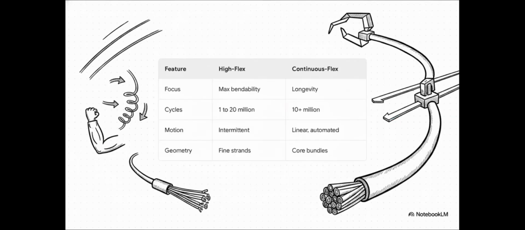The contrast becomes super clear when you look at the specs. High flex is built for intermittent bending, usually rated for 1 to 20 million cycles. But continuous flex is built for automated, non-stop stress, engineered to withstand well over 10 million cycles. To put that into perspective, that's literally like aggressively bending a paper clip every single second for 4 months straight without it snapping. Crazy, right? And as you might guess, their internal geometries reflect these vastly different jobs.